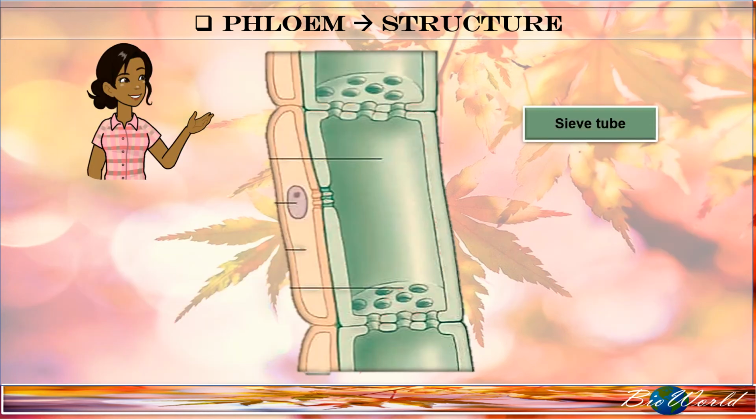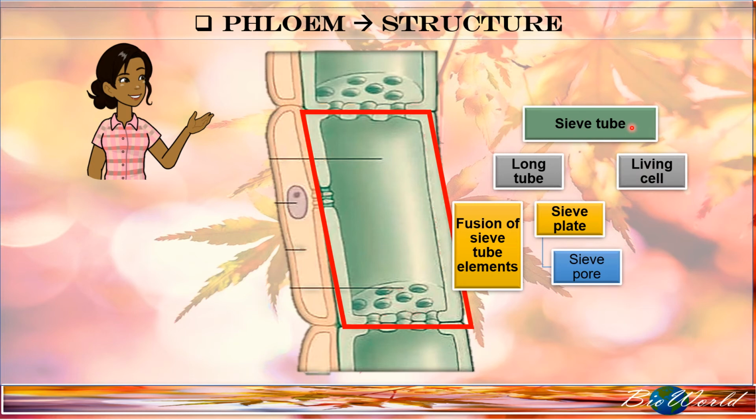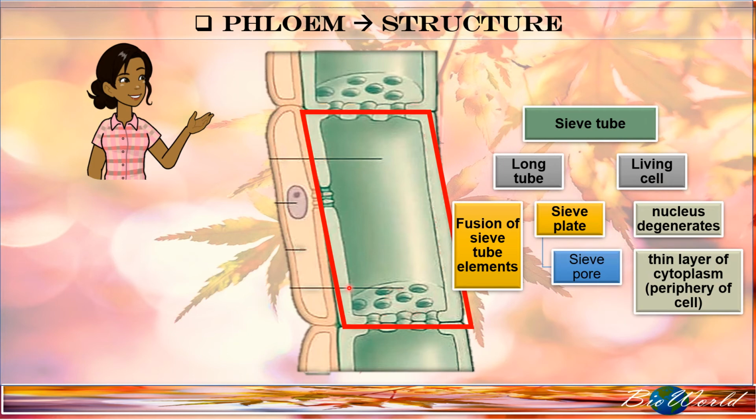The sieve tube is a long tube because it is a fusion of many individual sieve tube cells called the sieve tube element. The cell walls between the sieve tube elements fuse together to form the sieve plate. To enable transport from one sieve tube element to another, there are tiny holes in the sieve plate called the sieve pore. Although the center of the sieve tube is empty, the sieve tube strangely is a living cell. It has no nucleus and its cytoplasm is limited to the periphery of the cell.